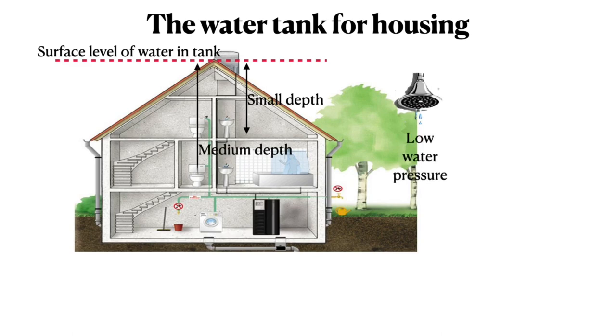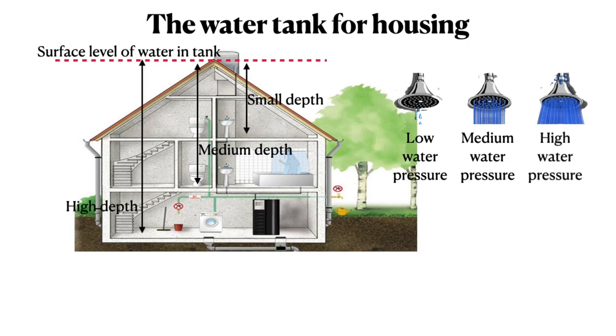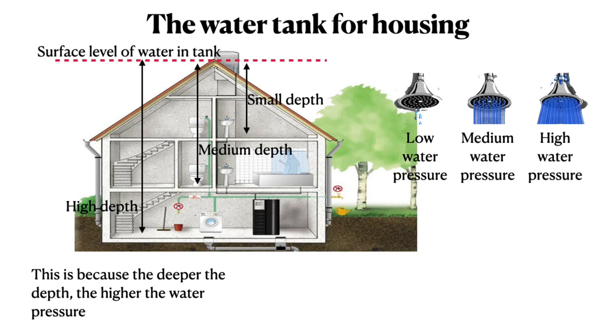For the first floor of the house, the depth is intermediate, thus the water pressure is medium. At the ground level, the depth is the highest, so the house residents could enjoy the highest water pressure when they are at the ground level of the house.